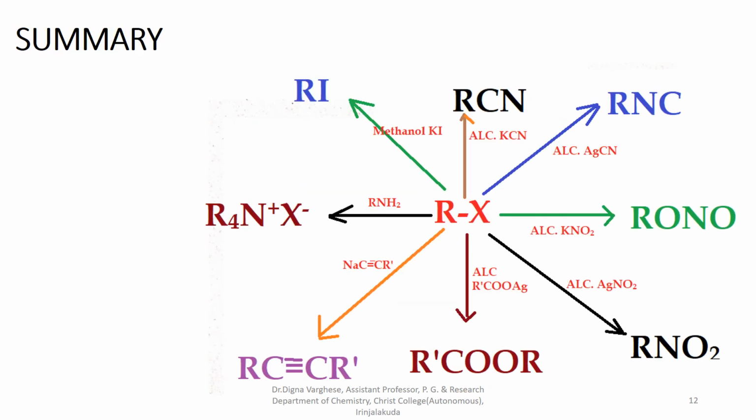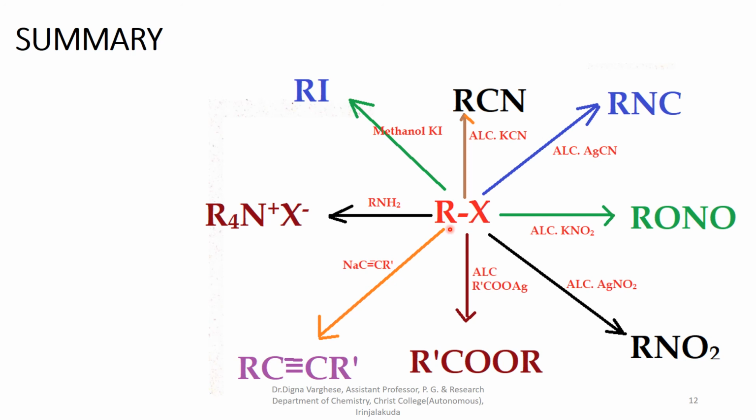Here you can see the summary of the reactions. When alkyl halide reacts with alcoholic potassium nitrite, it will give alkyl nitrites. Alkyl halide reacts with alcoholic silver cyanide, it will give alkyl isocyanide. Alkyl halide reacts with alcoholic potassium cyanide. It will give alkyl cyanides. Alkyl halide reacts with methanolic potassium iodide. It will give alkyl iodide.